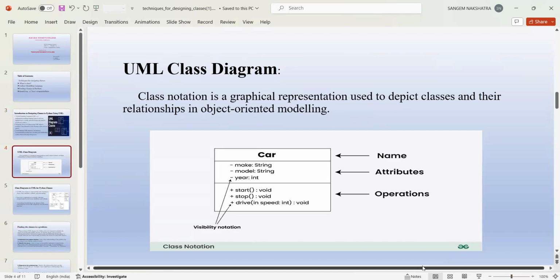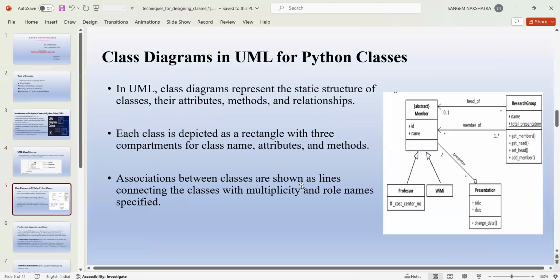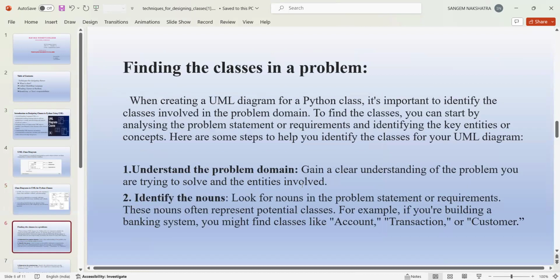UML class diagram notation. The following diagram shows the representation of a class diagram. The first column represents name and the second attributes and the operations. Class diagrams. In UML diagrams, class diagrams represent the static structure of classes, their attributes, methods, and relationships. Each class is depicted as a rectangle with three compartments for class name, attributes, and methods. Associations between classes are shown as lines connecting the classes with multiplicity and role names specified.